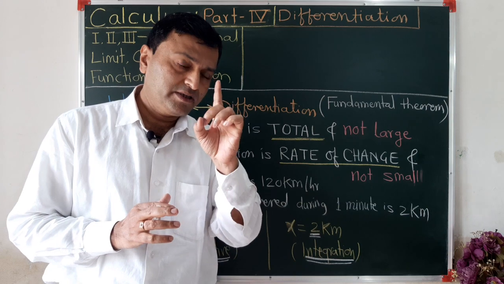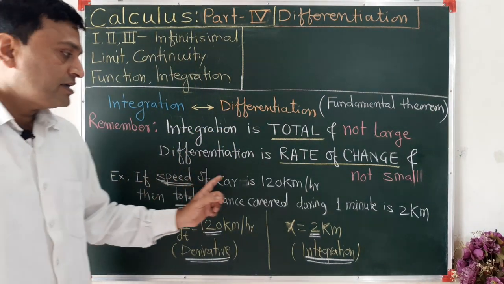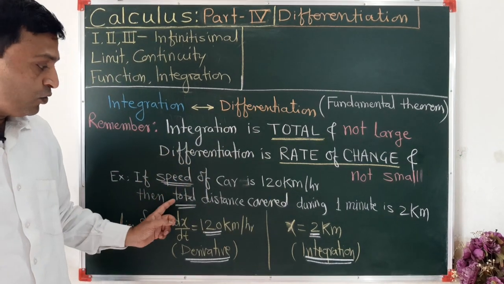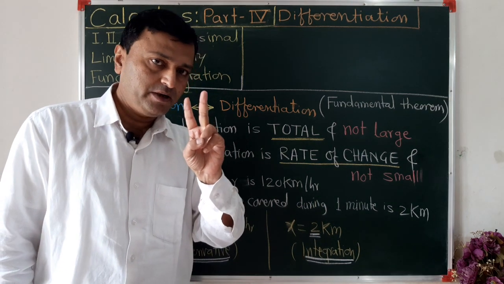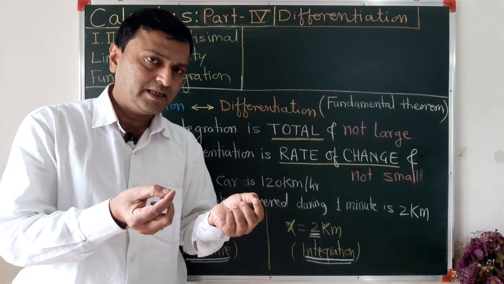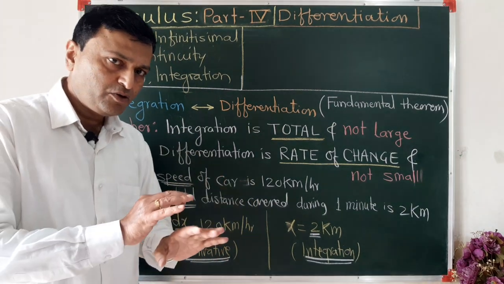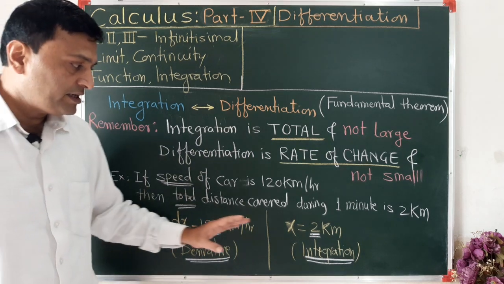How? I have taken one simple example. If the speed of a car is 120 km/h, then the total distance covered during 1 minute is 2 km. Simple mathematics. And if the speed is constant, then there is no problem. Now, what is derivative? What is integration? You can observe.